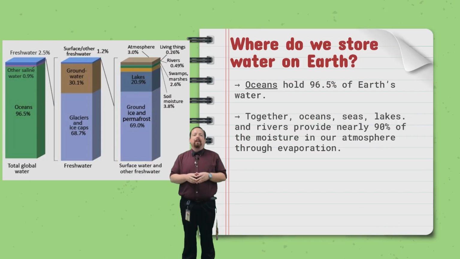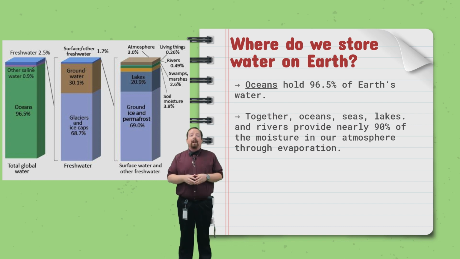It's important to note that the Earth's oceans hold 96.5% of our water. All of the oceans, lakes, seas, and rivers are responsible for about 90% of the water in our atmosphere. Though the water cycle involves both fresh and salt water, it's important to look at just how much of all the water on Earth is actually fresh water that's easily accessible to us. Of all the water in the world, only 2.5% of it is fresh water.